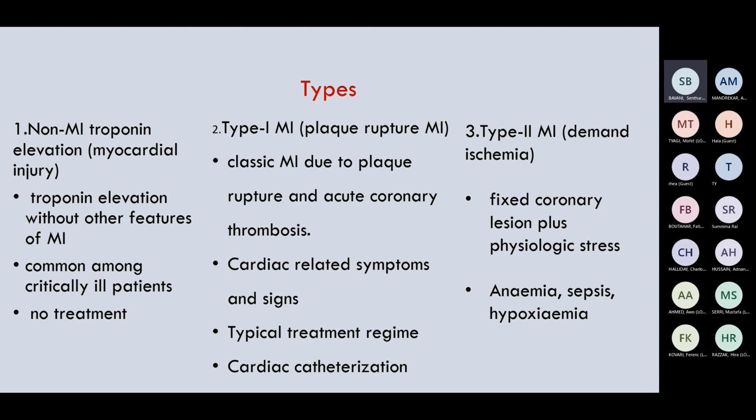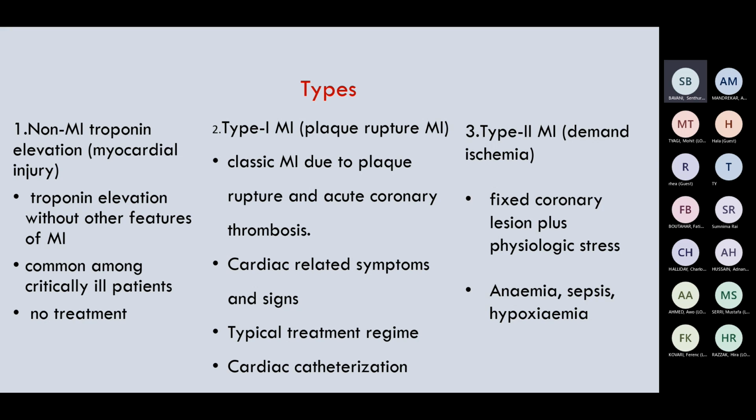What do we mean by non-MI troponin elevation? Usually they have elevated troponin level but no features of MI. Commonly this occurs in ICU patients, but no treatment is required. No need to do serial troponin. In type 1 MI, they present with classic MI due to plaque rupture or acute coronary thrombosis. They have cardiac-related symptoms. They require the typical treatment regimen, and sometimes cardiac catheterization.